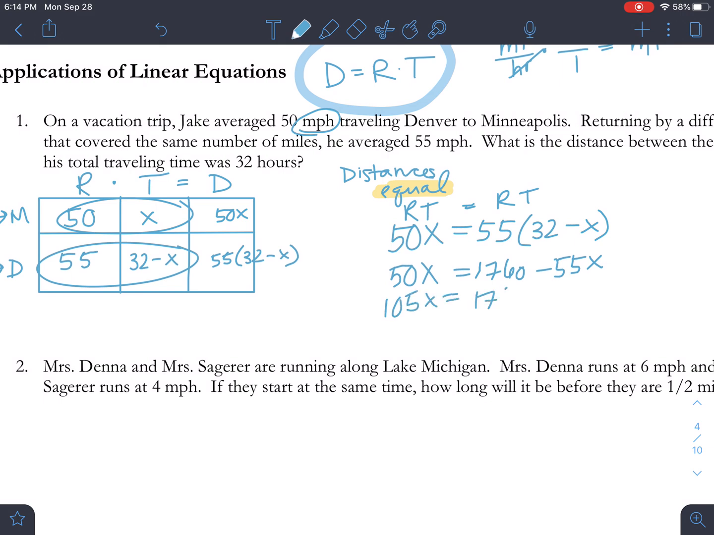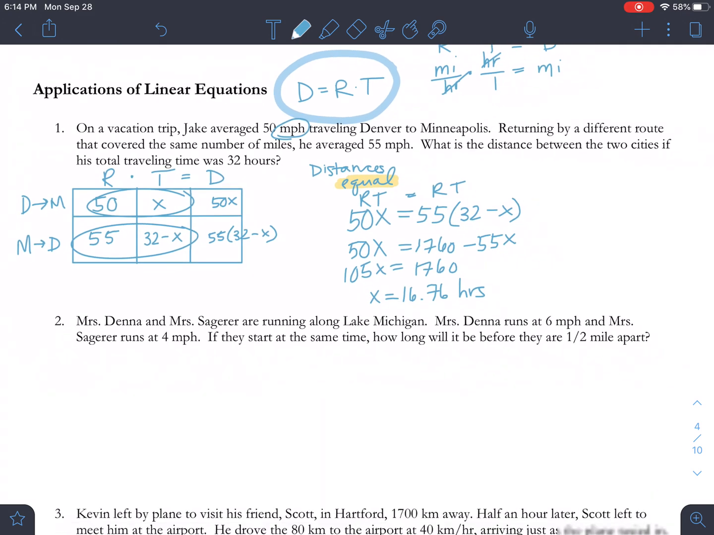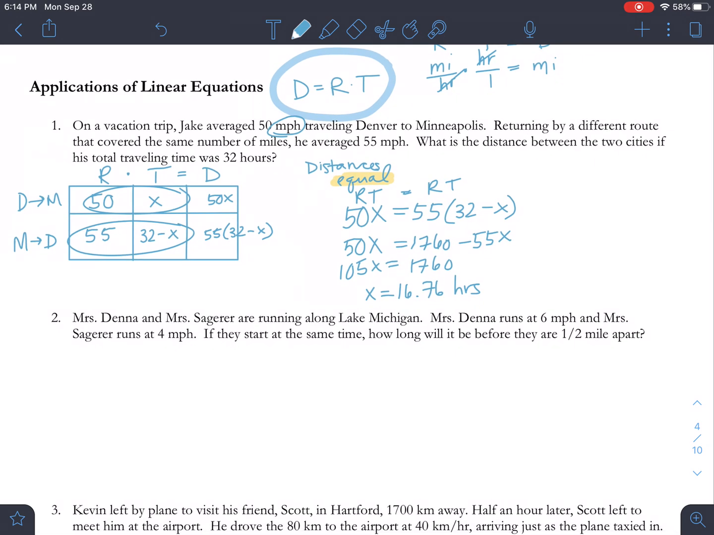105x equals 1760. And so x is equal to 16.76 hours. Okay, now, as you guys get that answer there, and you can use a calculator, 16.76, is that my final answer? I move on. Well, careful.